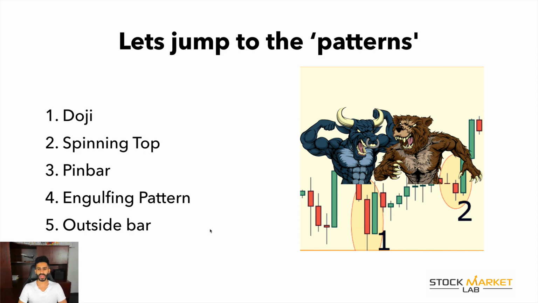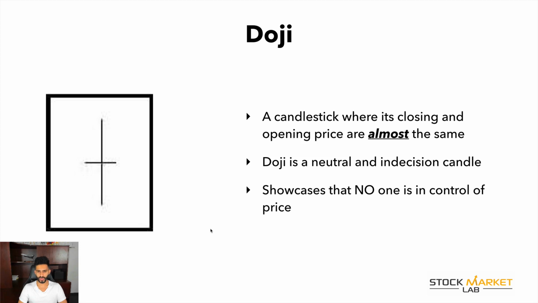The first pattern that we have is called a doji pattern. This is what a doji pattern looks like. This is a candlestick where its closing and opening price are almost, keyword, almost the same. A doji is a neutral and indecision candle. When you look at this, it showcases that no one is in control of price. Bulls are not in control, bears are not in control.